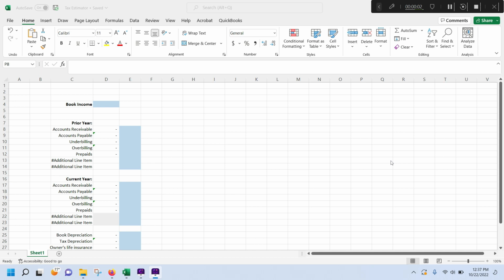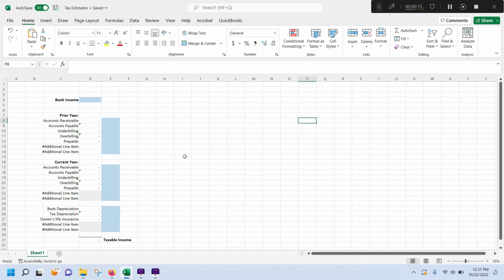So what we're doing here is taking your GAAP basis income and converting it into cash basis income. And what I want to do is go over an example here using the template, which you can find on the website www.thewhipreport.com. I'll include a link to the website somewhere on the video or in the description so you can download it and check it out for yourself.